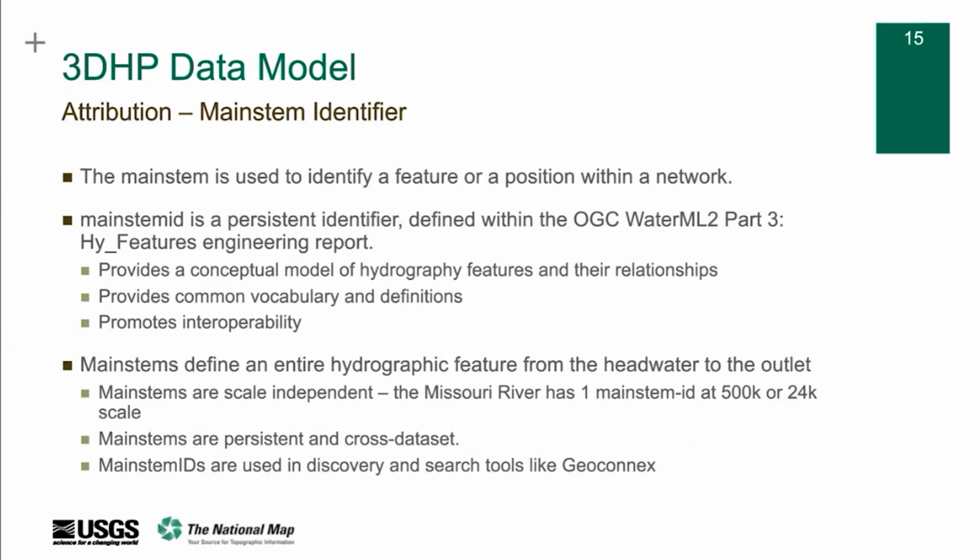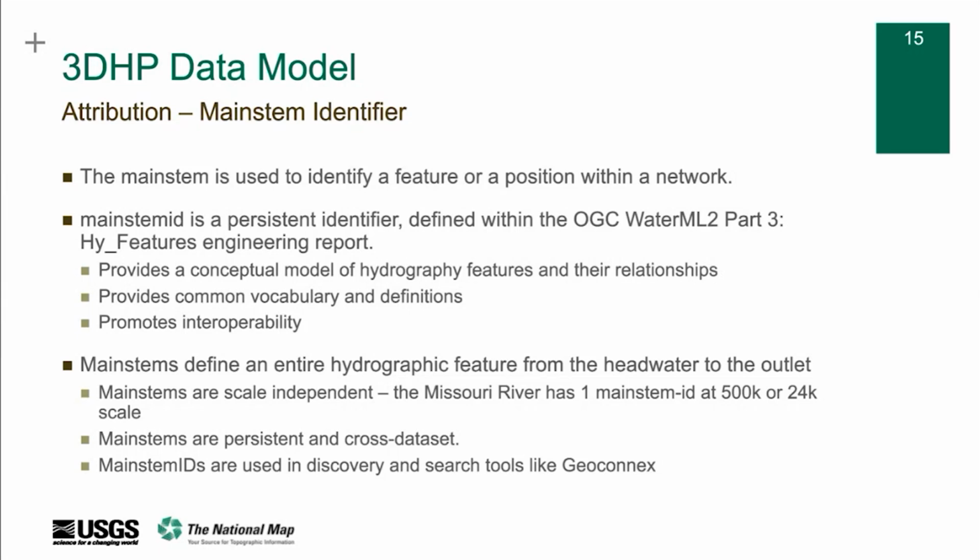And then the other really important part of our network now is the main stem identifier, and that's used to identify a feature in the network. So main stem IDs are part of the high features data model. They've been assigned to NHD plus medium res and now NHD plus high res features. So what we're attempting to do is to stay consistent with that way of identifying features. We'll be able to tie into those existing data sets, so that there will be a way that you can crosswalk between our 3D-HP to NHD plus high res to NHD plus medium res, and that main stem ID will always be consistent between them.